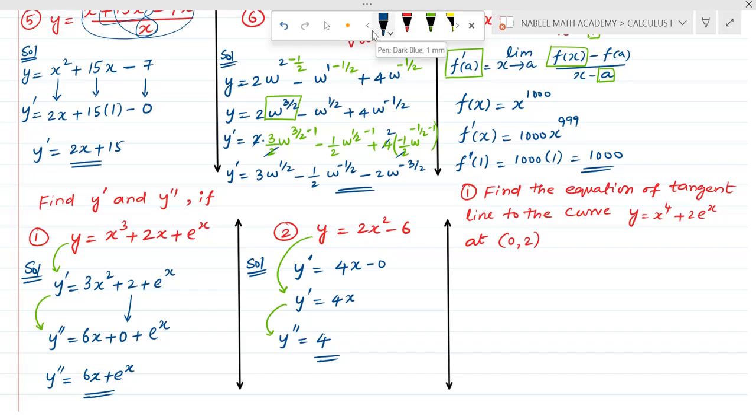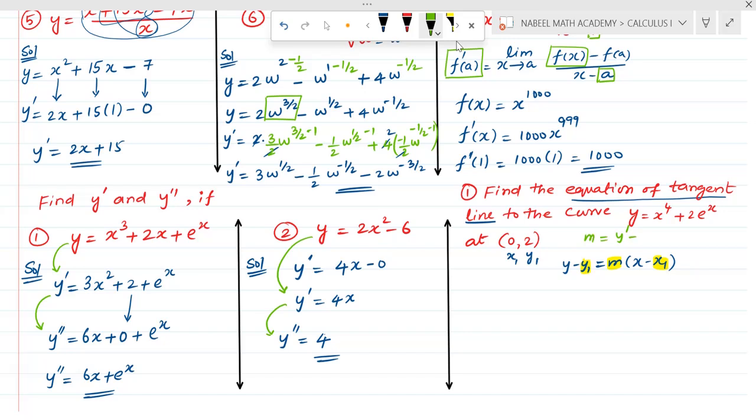Now this one is the equation of a tangent line to the curve. For the equation of a tangent line, what do we need? We need x, y and m. Here the x1, y1 points are given. So we have y minus y1 equals m times (x minus x1). In this formula the point is given, so I have to calculate m. The m is nothing but the derivative of the function. So what is the derivative of this function? y prime is nothing but my m.